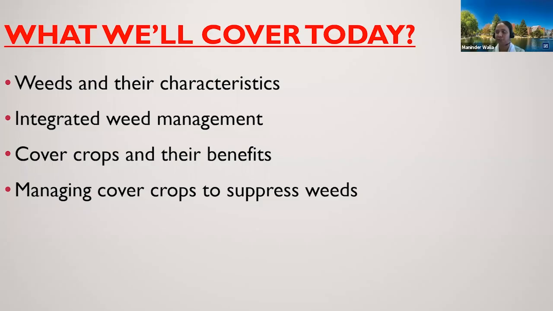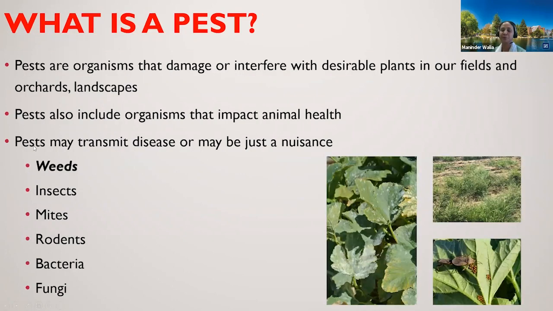How we can manage the cover crops to suppress the weeds. So before we learn about the weeds, let's talk briefly about the pest. So pest, what is a pest? A pest is a living organism that is a nuisance or causes damage or interferes with the desirable plants in our fields or landscapes, orchards. It also impacts human and animal health.